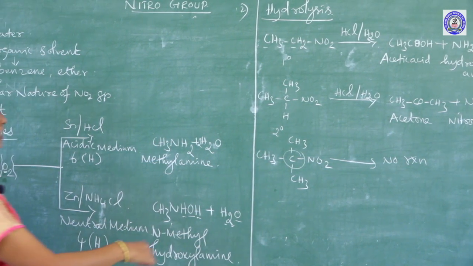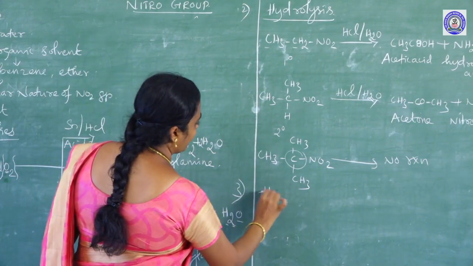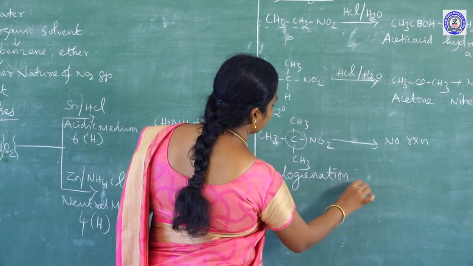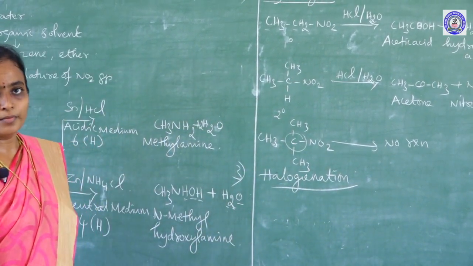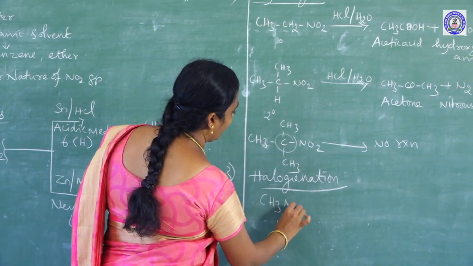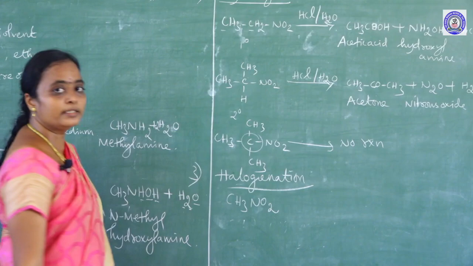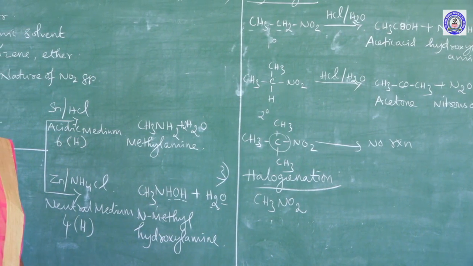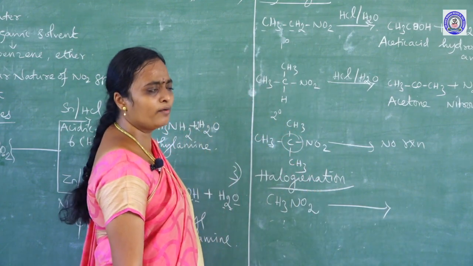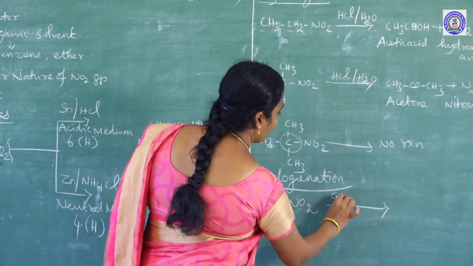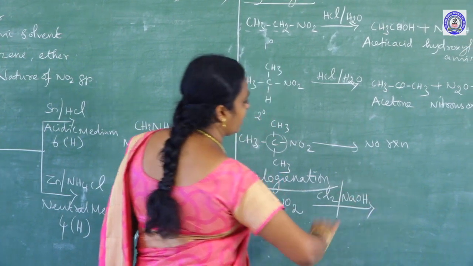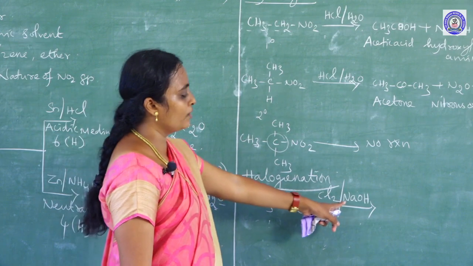And the third chemical property, like halogenation, we can take. So, what does halogenation mean? Introduction of a halogen. So, if I am taking nitromethane, CH3NO2, this nitromethane undergoes halogenation. What is the meaning of halogenation? If I am adding chlorine in the presence of a base like NaOH, instead of NaOH you can use KOH also.